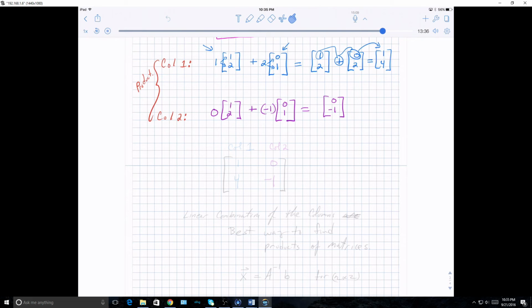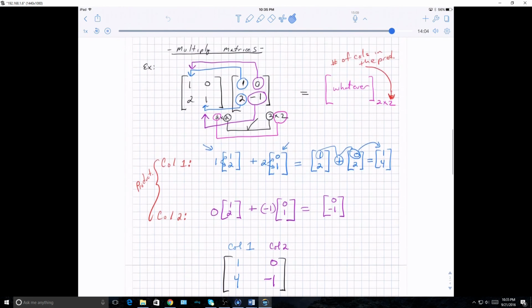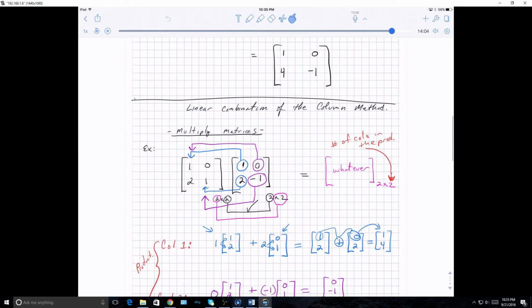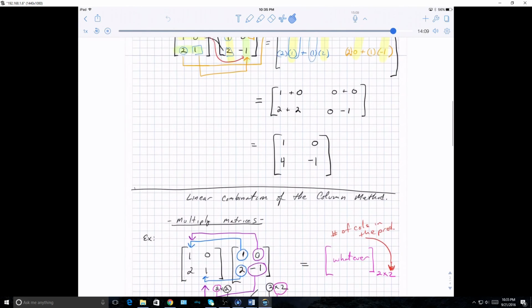Now, all we have to do is combine the columns. So we just take, let me do it in the right color here, I'll use blue. Column 1 is going to be 1, 4, and column 2 is going to be 0, negative 1. And we are now done with the problem. And if we go back up, we can clearly see that we do have the same result.